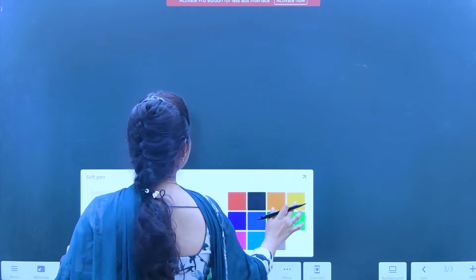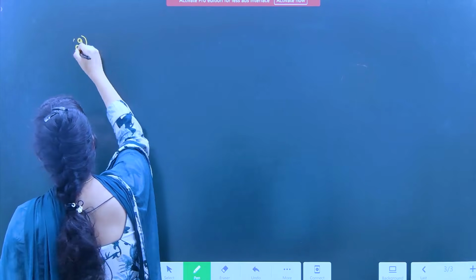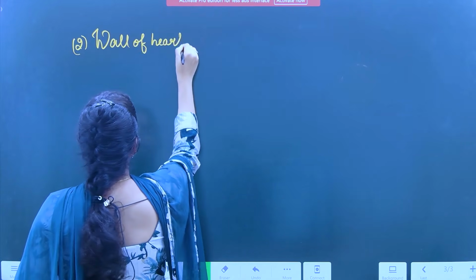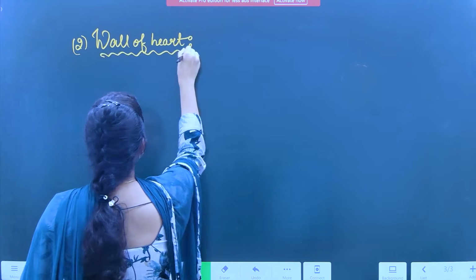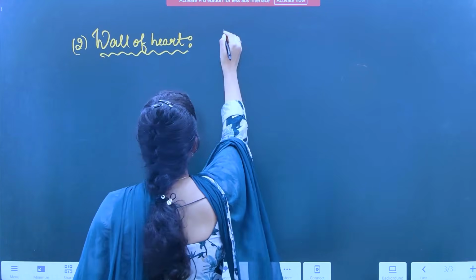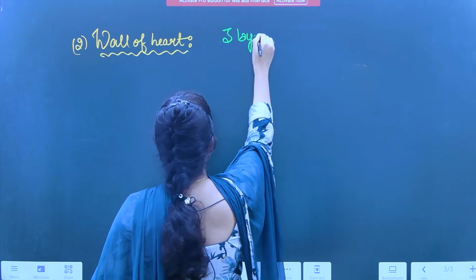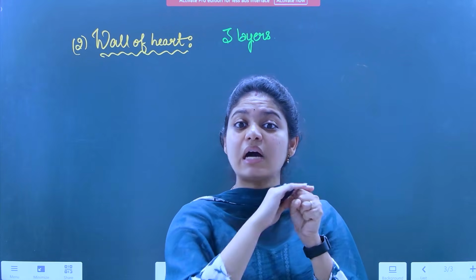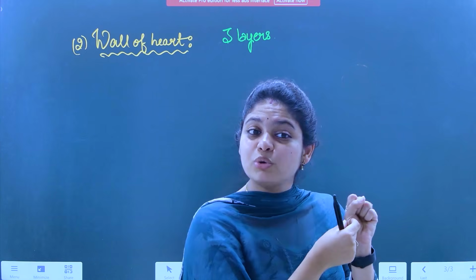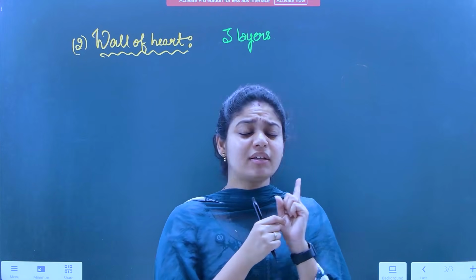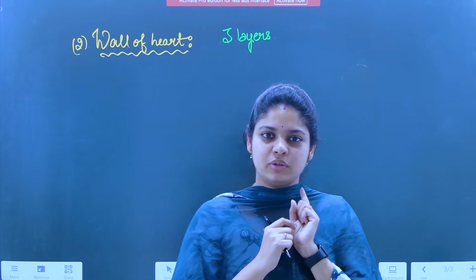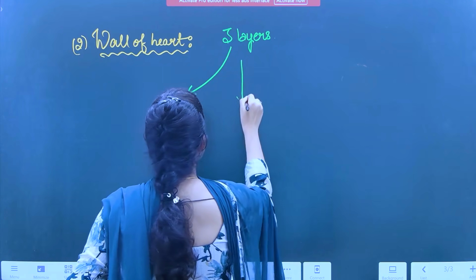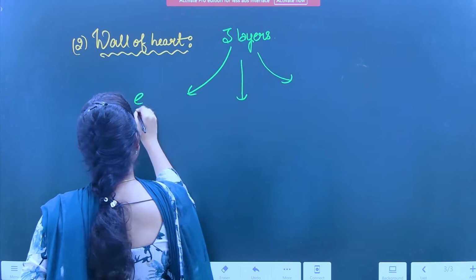Moving to the next, I am going to talk about the wall of the heart. The wall of the heart has three layers. The first one that I talked about was the outer covering. Now I'm talking about the wall of the heart. Understood? Don't get confused between the two. So this wall of the heart has three different layers. What are the three different layers?